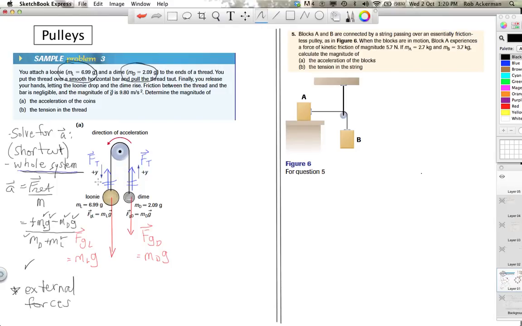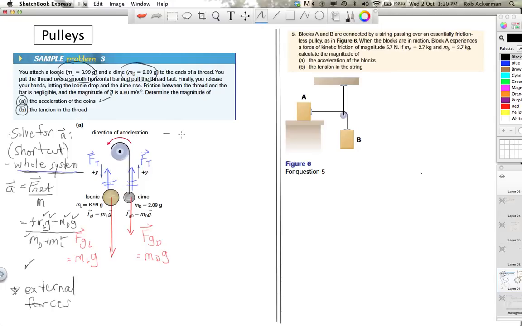So keep that in mind. That's what we call the shortcut method. Of course, what you might notice is that when you do this method to get acceleration, what you don't get, and what they ask for, is the tension in the thread. So while the shortcut method gets us part A of the question, the acceleration, how do we get the tension?